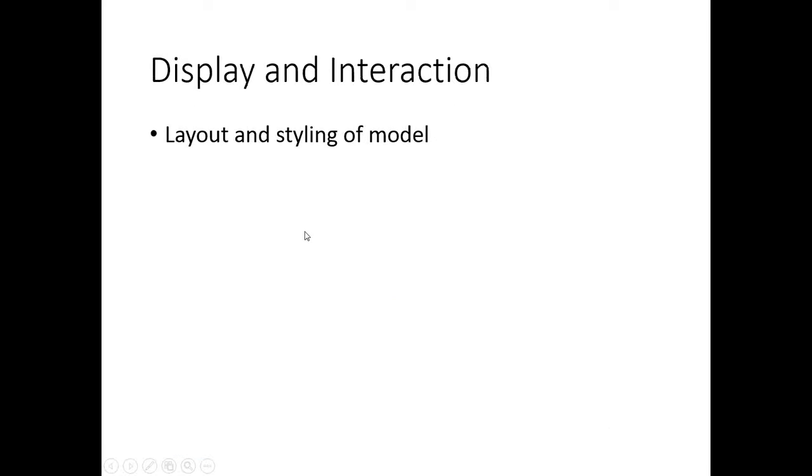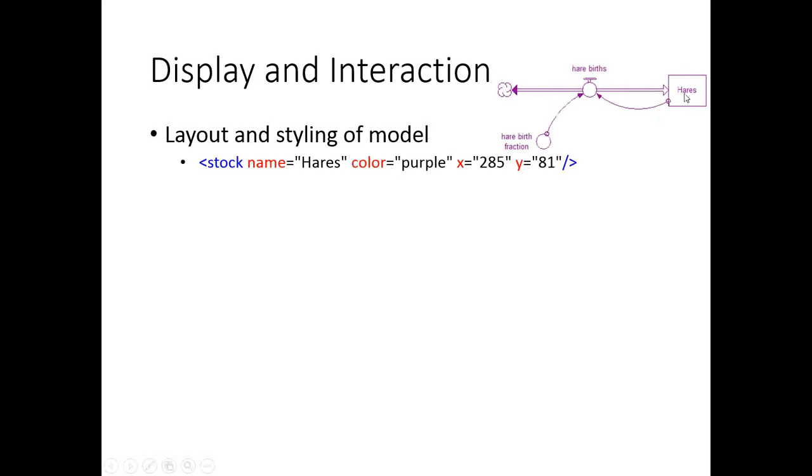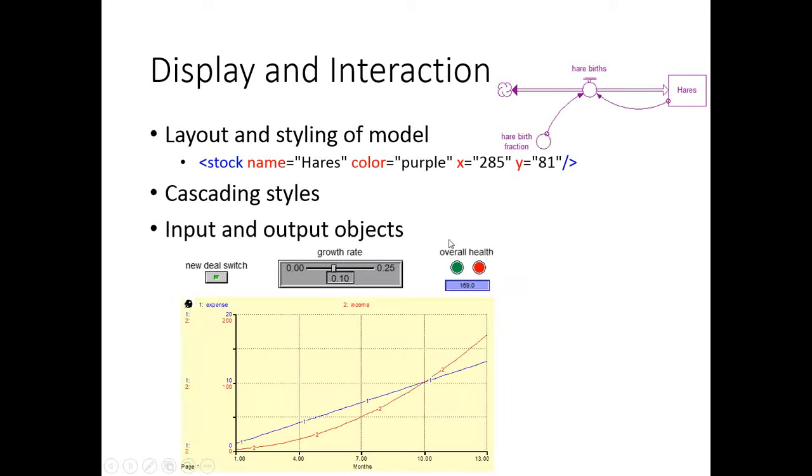We also, on the display and interaction of models and things, we control layout and styling of the model. So here I can change the color of all this to purple in the view section, and I can say where the stock is located. We have cascading styles, which I'll talk about more in a second, and we have ways to control what's happening in the model by changing parameters, and also look at what's going on as the model's continuing.